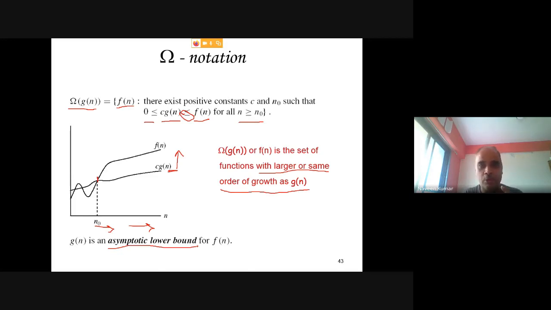So basically, these notations or approximation functions are actually limiting functions. They are asymptotic functions. They limit the given actual time function fn somehow, right? So big O notation says this function should always be less than or equal to this bound, gn, and go down to 0.